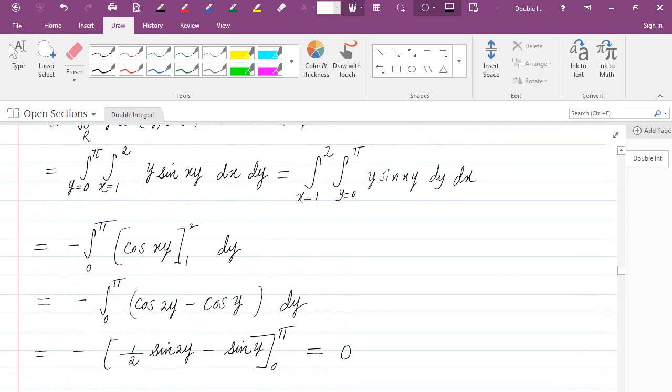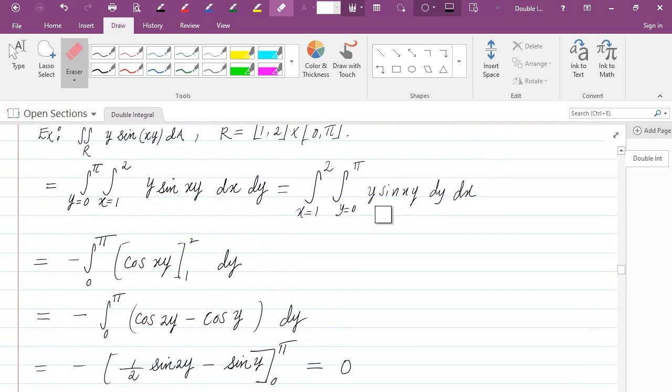So even though we could have integrated with respect to y first, that would be a little bit harder way of calculating this integral, because we have to apply integration by parts.